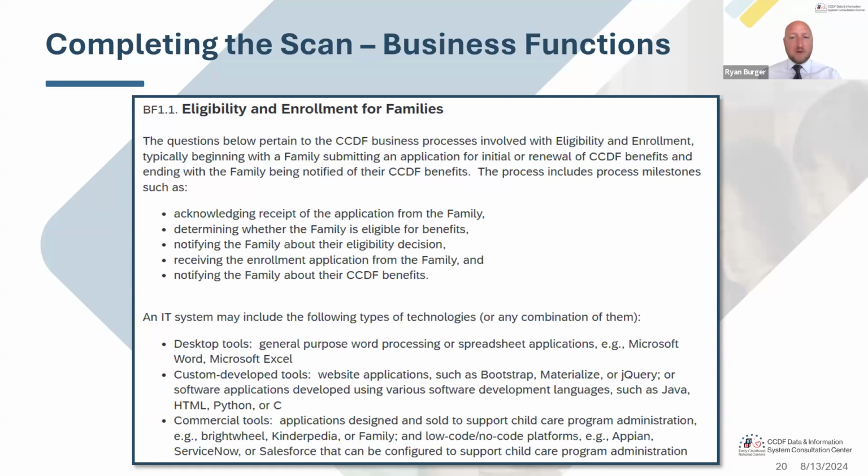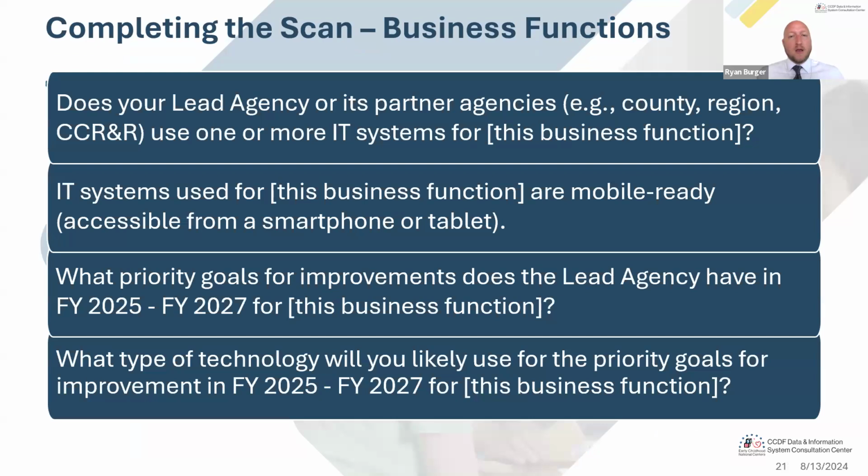The additional business function questions are laid out in a similar way. We mentioned these a minute ago: consumer education, quality activities, and subsidy support, among others, with examples of the specific process steps and milestones for each function as well. We're using a standard set of questions across each of these business functions to better understand how data and IT systems are supporting various components of CCDF, what is working for you, and where there are areas for improvement.